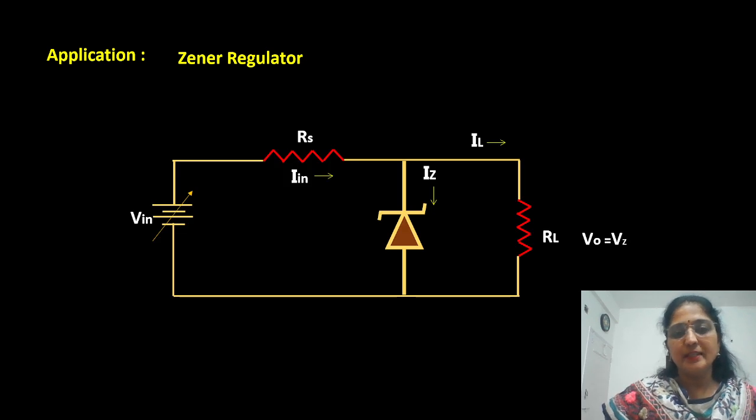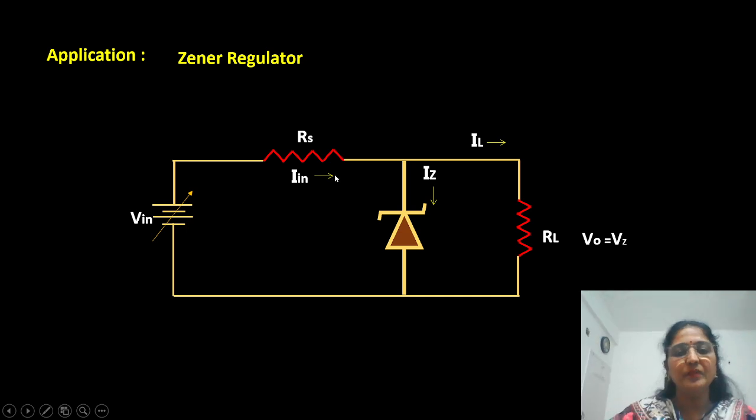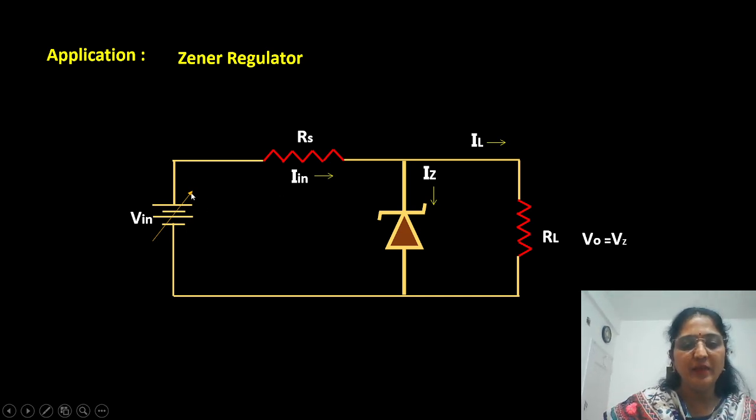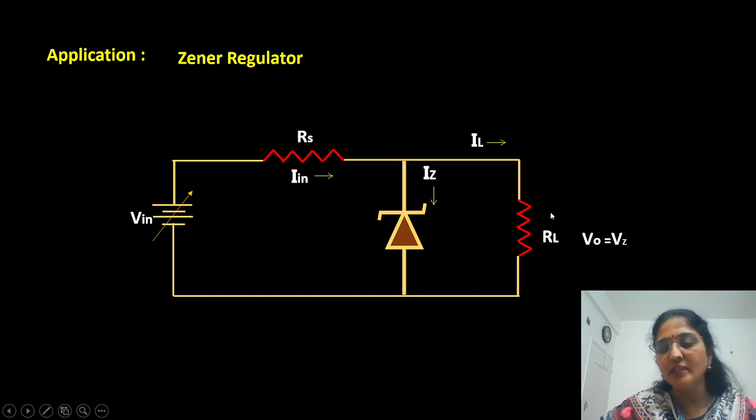So this is the basic diagram of the Zener regulator. You can see here this is Vin, variable. Variable means fluctuations are present. This is the unregulated voltage. And Rs is connected, which is nothing but the current limiting resistor. Then the Zener diode we connect in reverse bias across the load resistance RL.